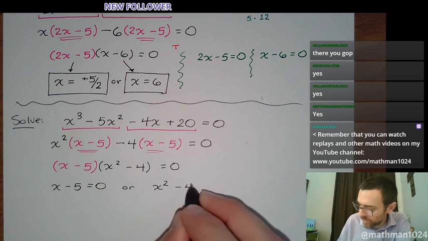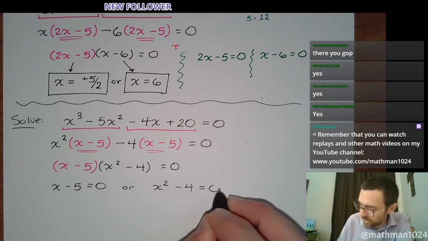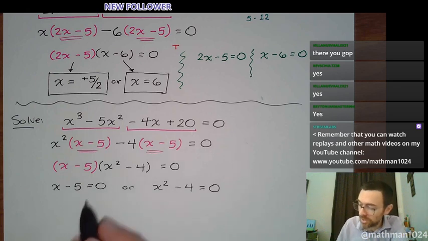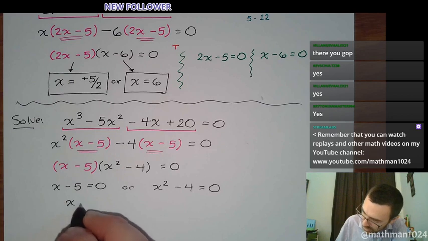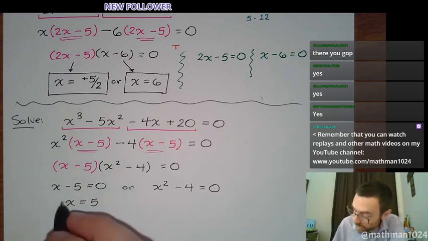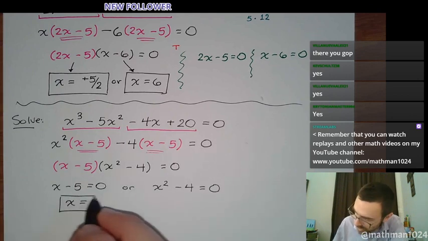And that's one of the big things that we have in math. We have some problem that's big and nasty, but piece by piece we break it down into smaller pieces that we've already seen before. This x minus 5 equals 0 means x equals 5. And, well, that's it. There's nothing else to do.